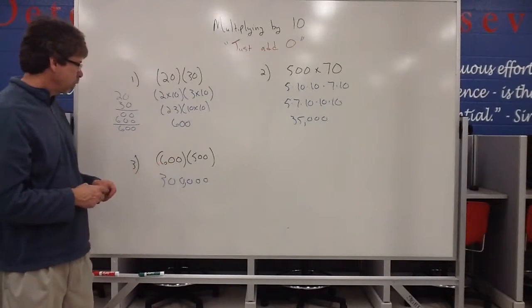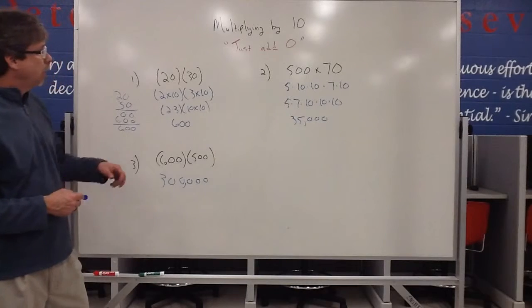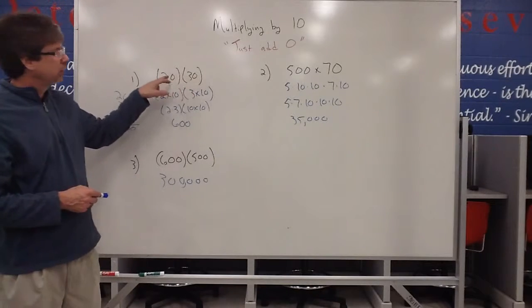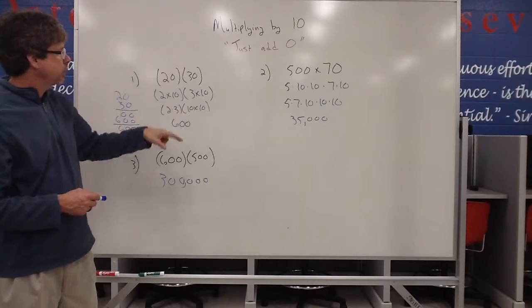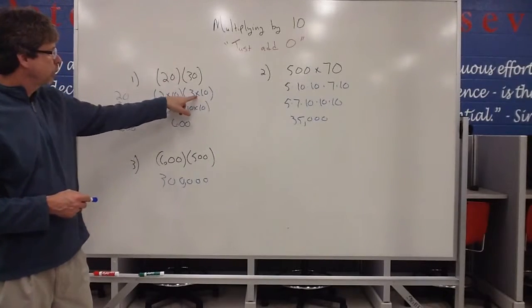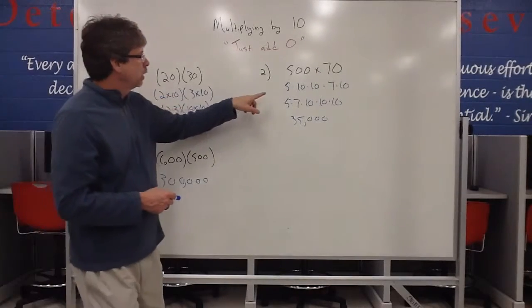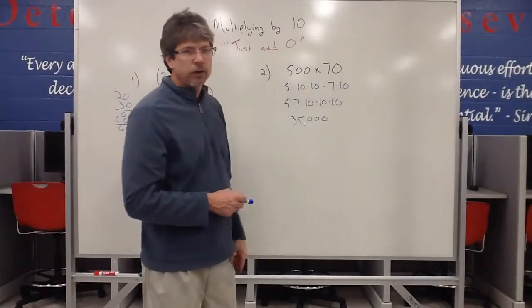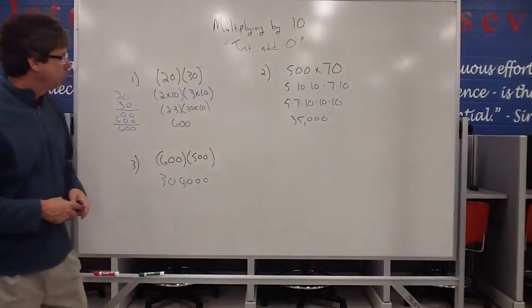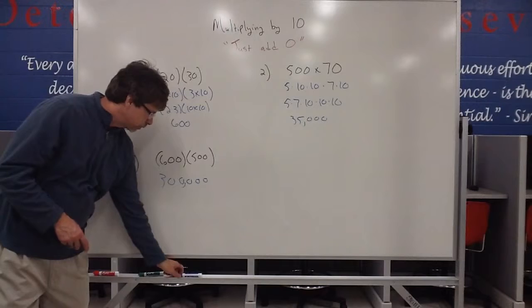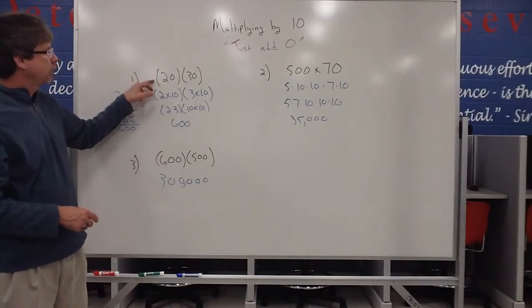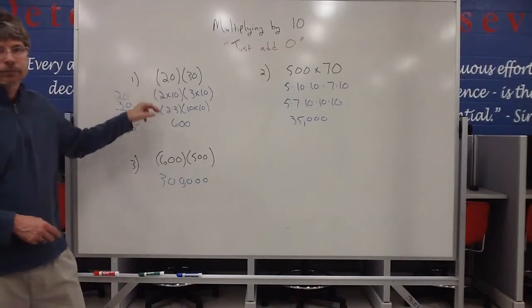Each zero just represents multiplying by 10. Also take note, parentheses are commonly used to show multiplication. Our little x also is commonly used to show multiplication. And don't forget that the dot is another multiplication symbol that we use in math. When we do algebra, you're going to see more of the parentheses than anything else. Stay tuned.